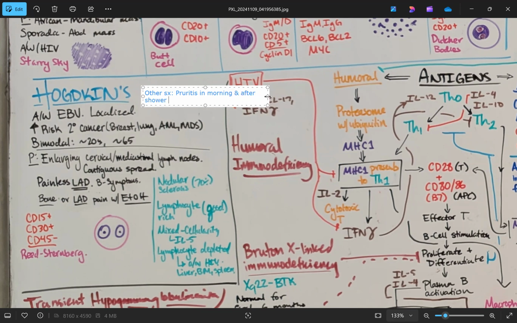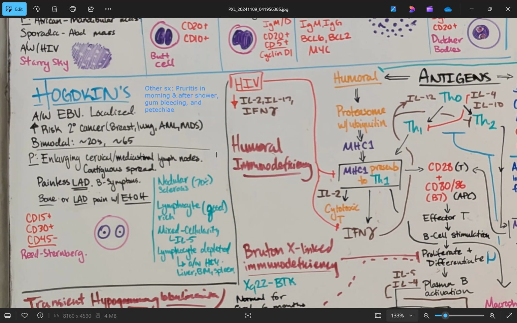There's different types of Hodgkin's. So you have your nodular sclerosis, which is the most common type. You'll have your lymphocytic rich, which is your best prognosis. Then you have mixed cellularity, which will involve higher levels of IL-5. Then lymphocyte depleted, which is associated with HIV, your liver, your bone marrow, spleen infiltrates.